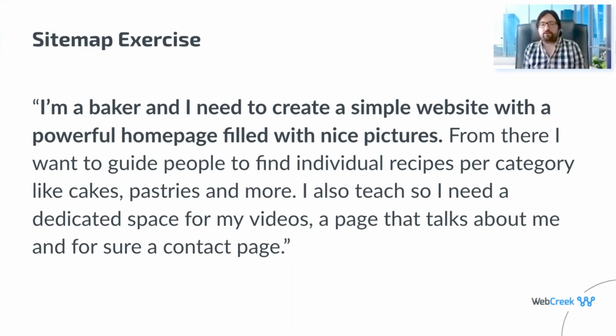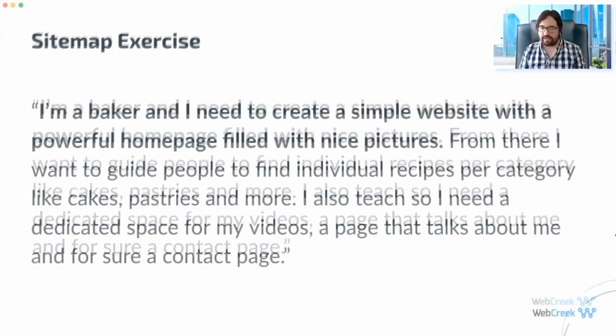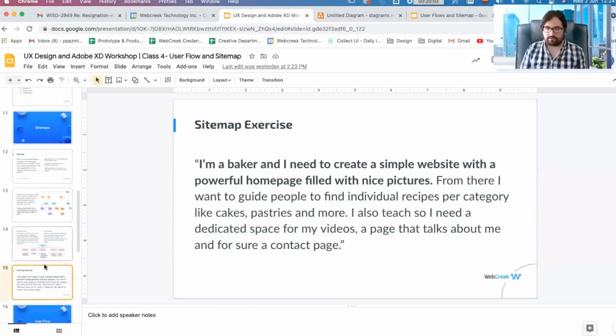Okay, so the sitemap exercise, the client told us: I'm a baker and I need to create a simple website with a powerful homepage filled with nice pictures. From there, I want to guide people to find individual recipes per category, like cakes, pastries, and more. I also teach, so I need a dedicated space for my videos and a page that talks about me, and for sure a contact page. As you can see, this is all over the place. This doesn't necessarily give us every answer, but we can start interpreting those, okay?